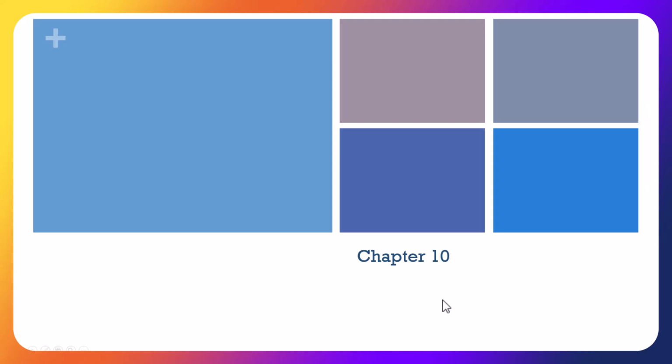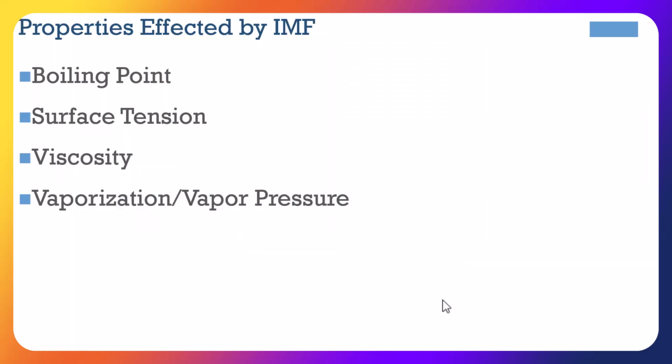So the observations that we are going to make are going to be the following. We're going to look at boiling point. We're going to look at surface tension. We're going to look at viscosity. And we're going to look at vaporization or vapor pressure. We're going to do a video series on each of these. I think I might combine surface tension and viscosity. But boiling point will get its own video, and vaporization will get its own video. And we'll talk about what that characteristic is and how it's affected by intermolecular forces.